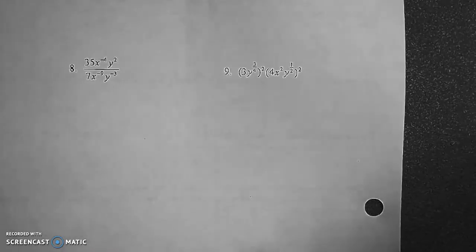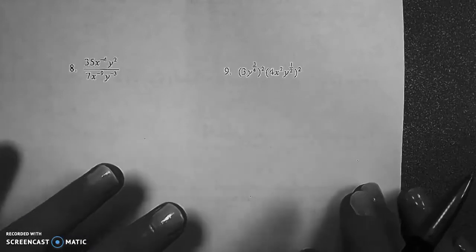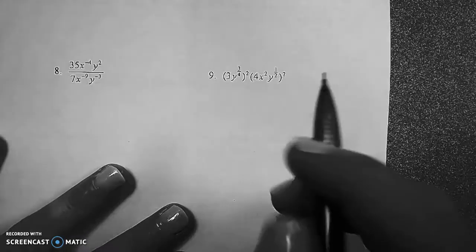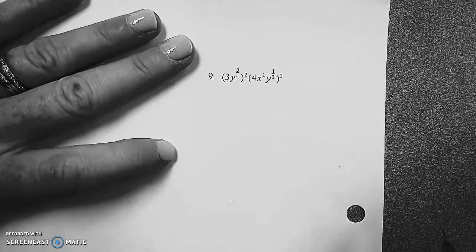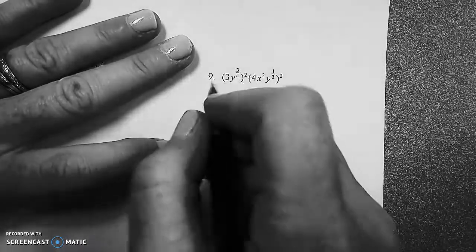Morning. This is homework 1.3, and I had several questions about problem number 9, so let's look at it quickly. So first we see that we're squaring this quantity, so I'm going to multiply it by itself. 3 squared is 9.